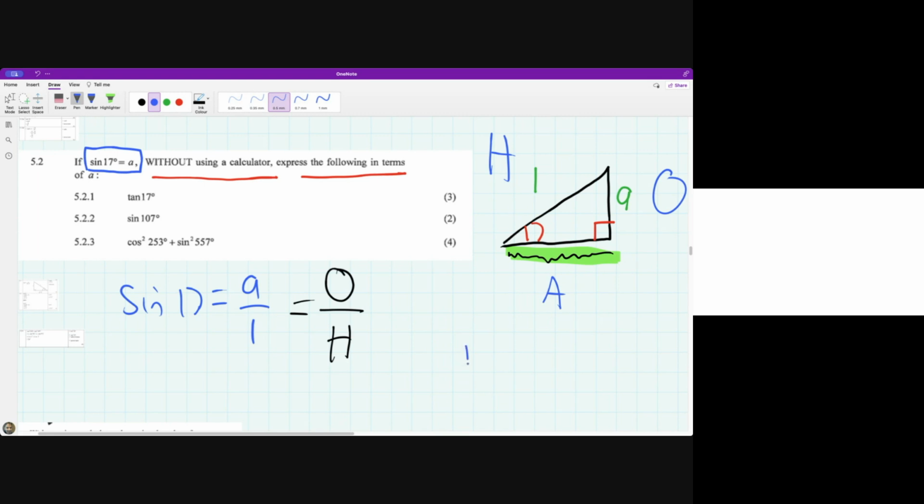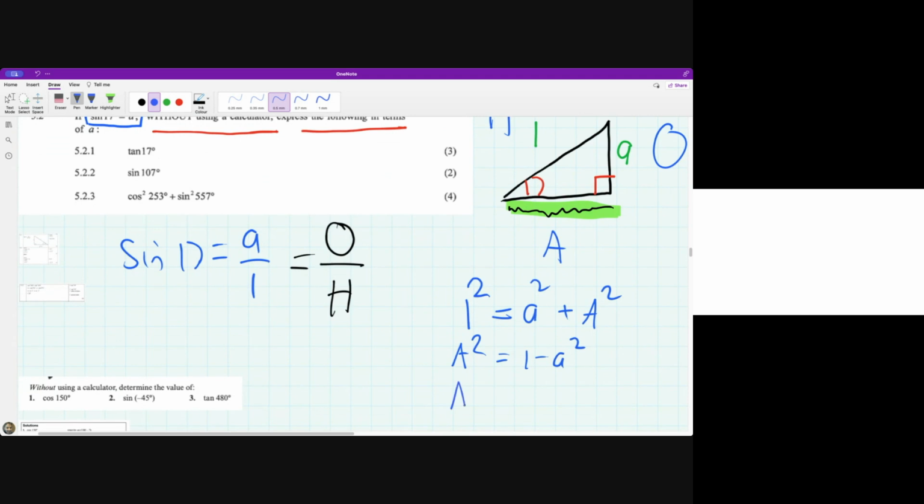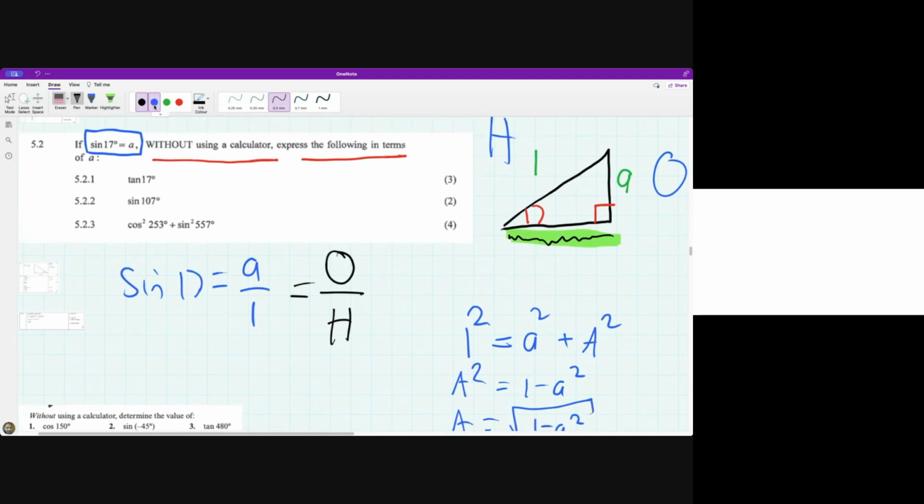What do you start with doing? So we'll say 1 squared is equal to a squared, and then I'll just say big A squared. Then I'm going to say 1 minus a squared. So I'm going to say that this thing over here is 1 minus a squared, square rooted.